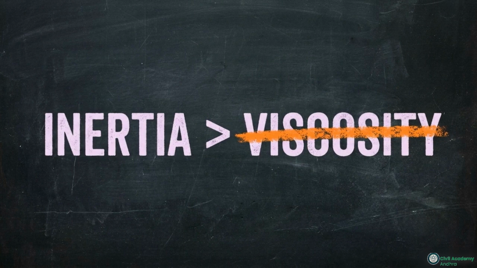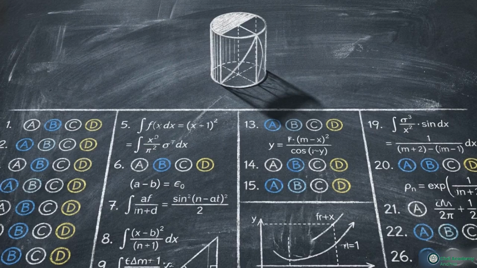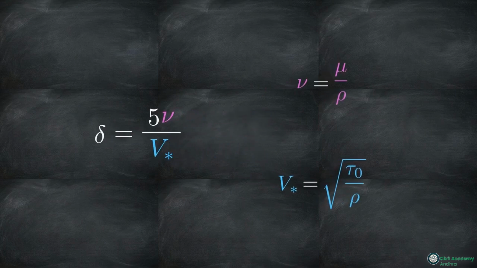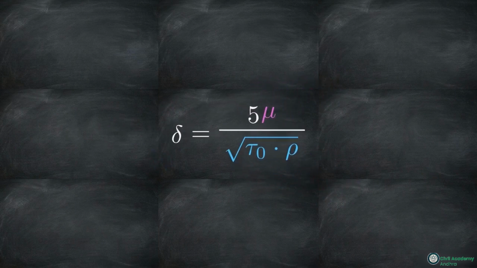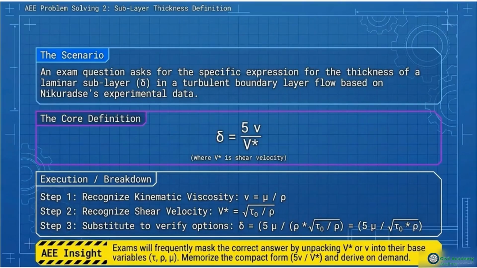Let's look at how the APPSC AEE exam tests these boundary layer concepts in a typical objective problem. Examiners rarely provide these clean formulas. Instead, they mask the correct answer by unpacking the variables into their foundational base terms. This slide shows a scenario asking for the algebraic expression of the laminar sublayer thickness, delta.